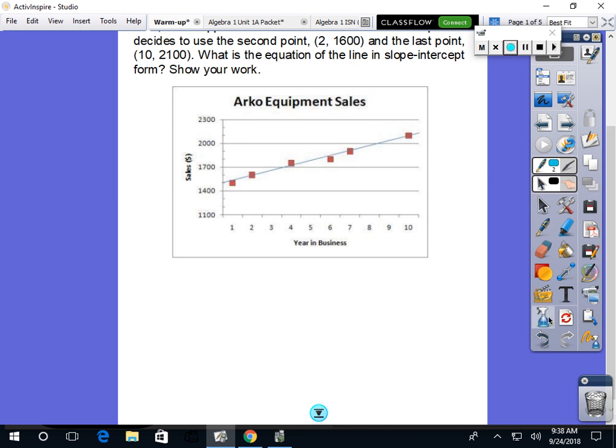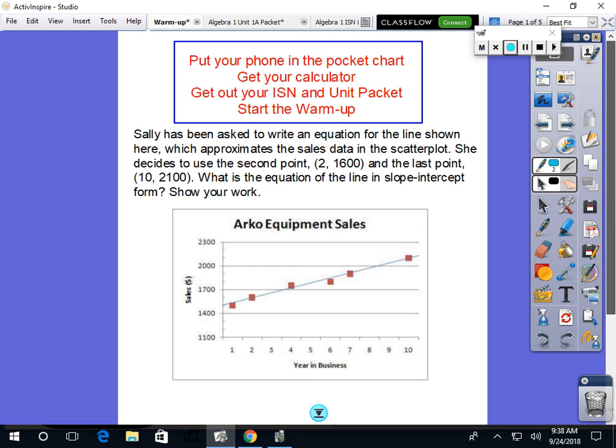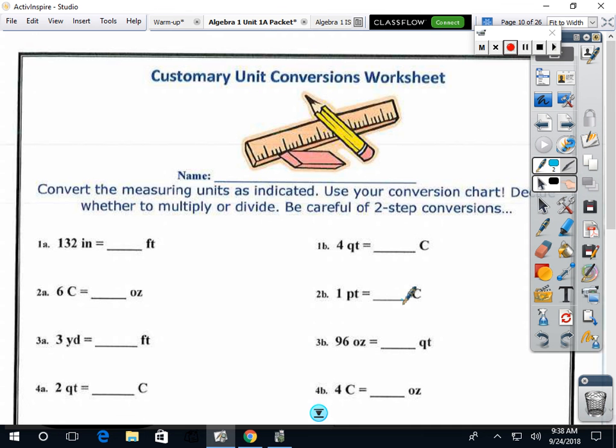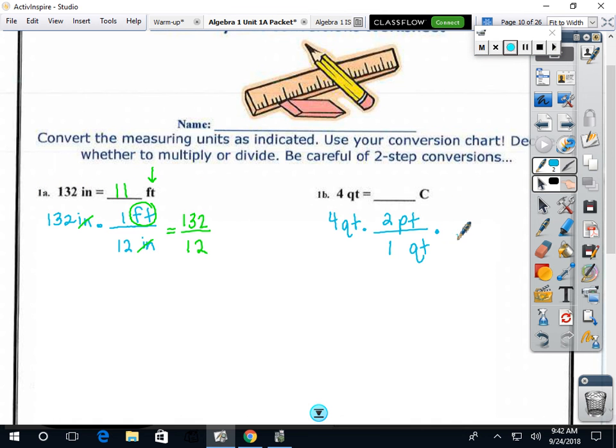Okay, now today we're going to practice doing unit conversions, which is what we started Friday. We did some examples in your flip book. Turn to page 8 in your packet. It looks like this. Okay, so now that we have pints in the top, we must put pints in the bottom. Do we know anything about pints to cups?